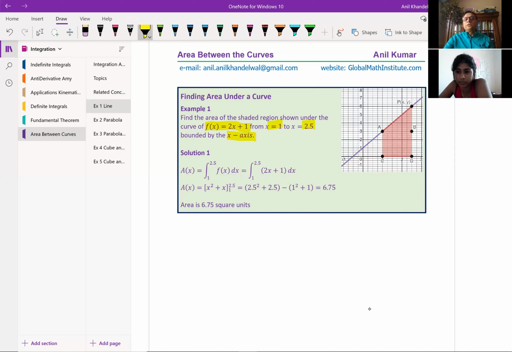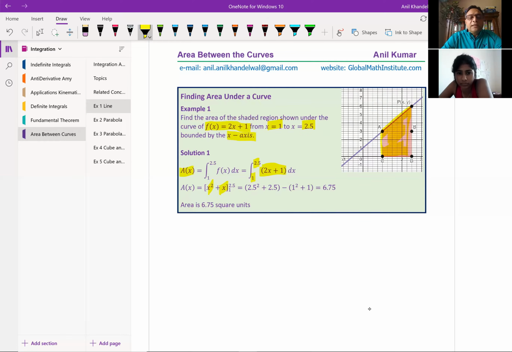So we are only looking at the upper portion of the x-axis, this positive part, so the area is positive. Now, from the fundamental theorem, we know it is the antiderivative of the function itself, which is 2x plus 1. So we write area as the integral from 1 to 2.5, the limits given to us. To find this integral, we do the antiderivative. 2x gives x squared divided by 2, the 2 and 2 cancel, so we get x squared, and 1 gives x.